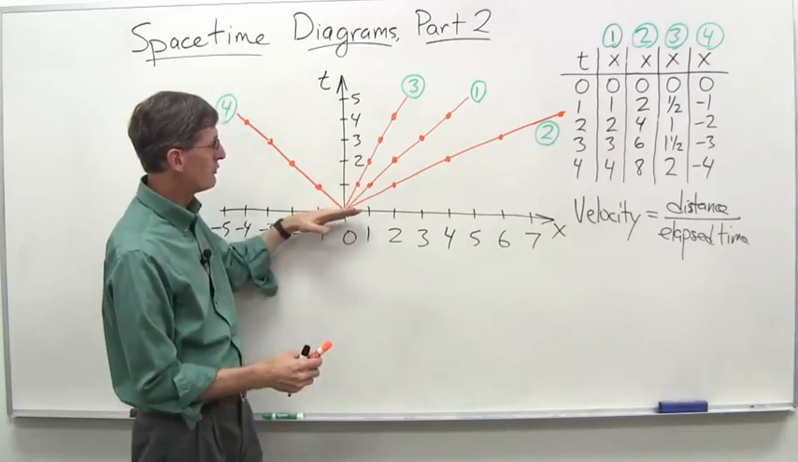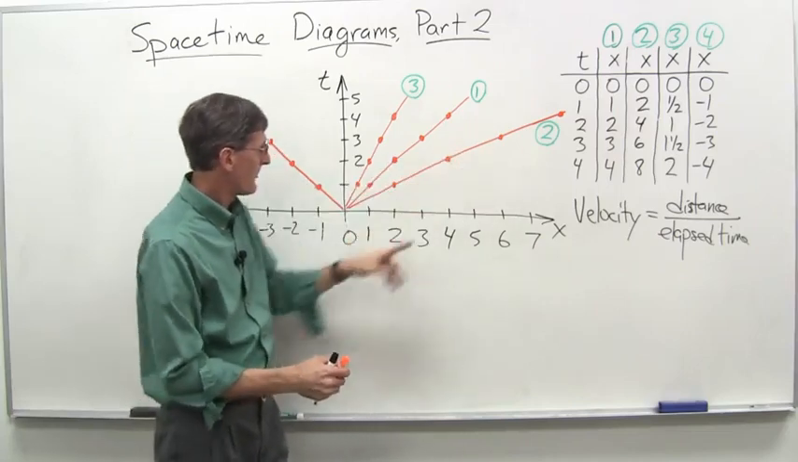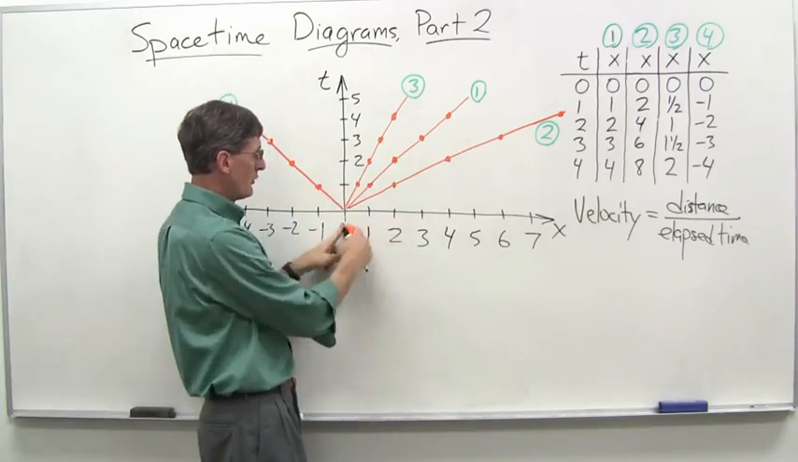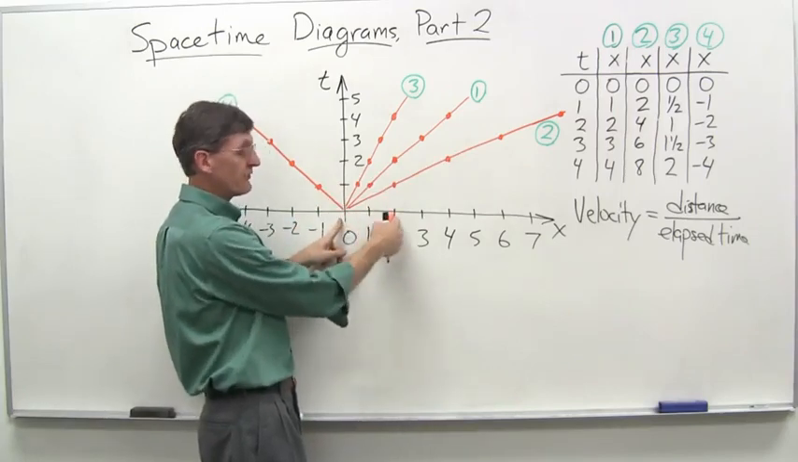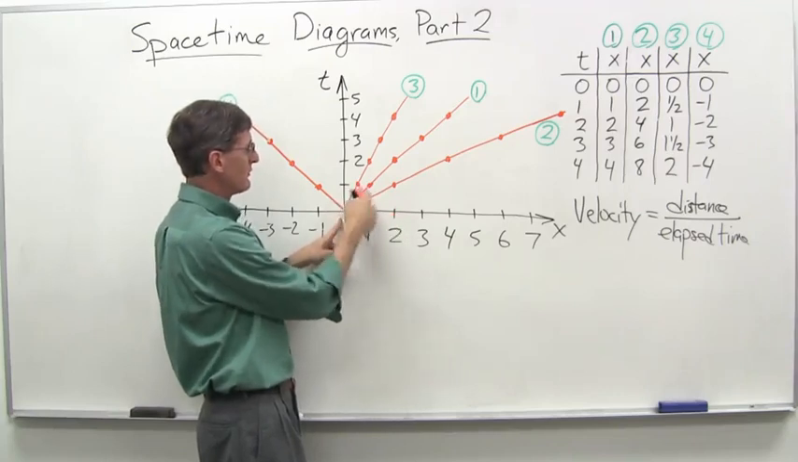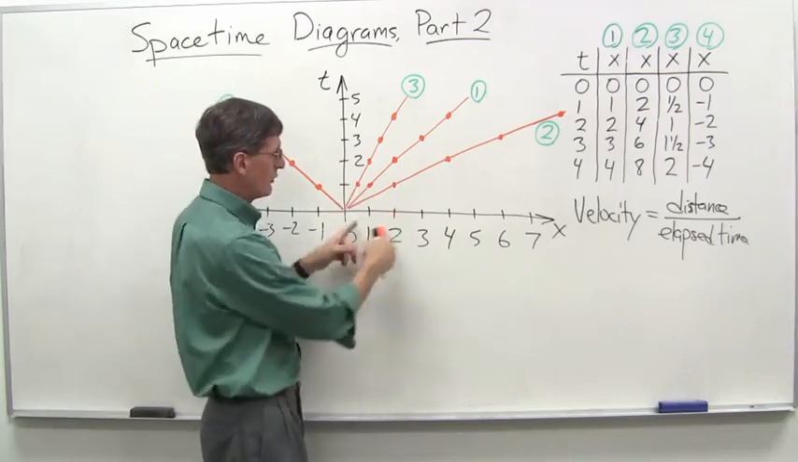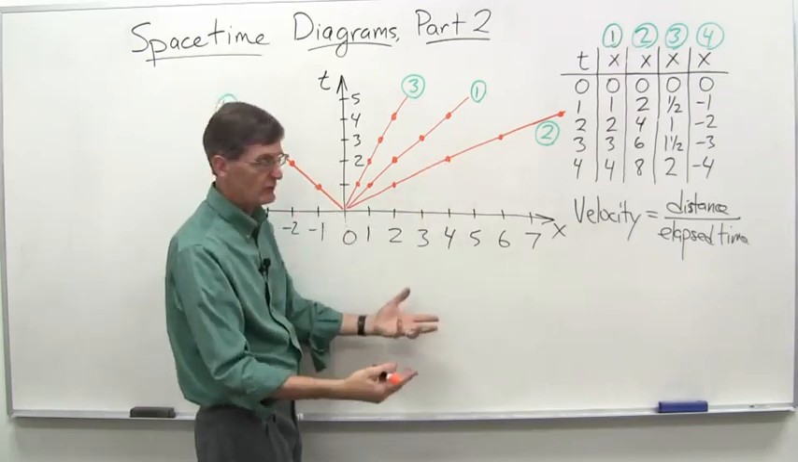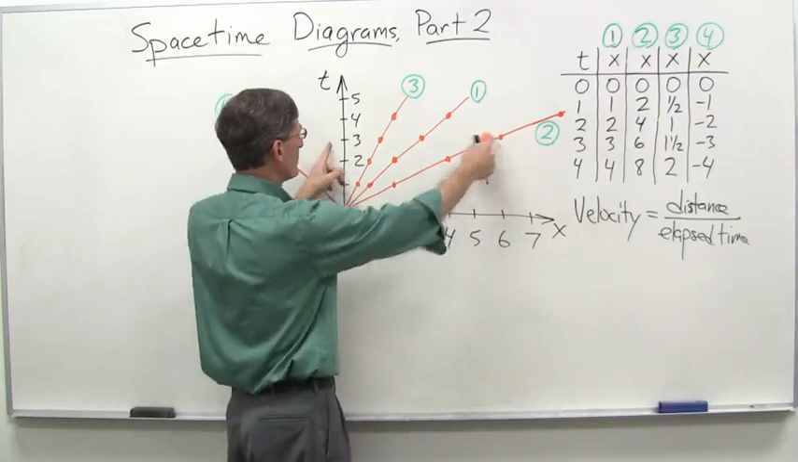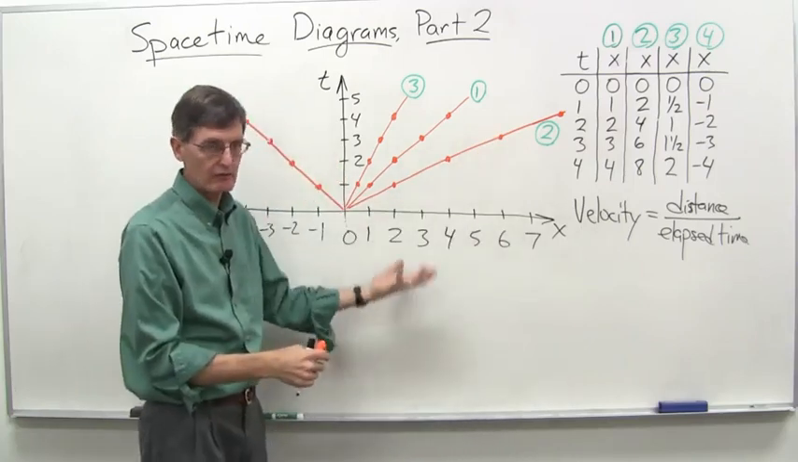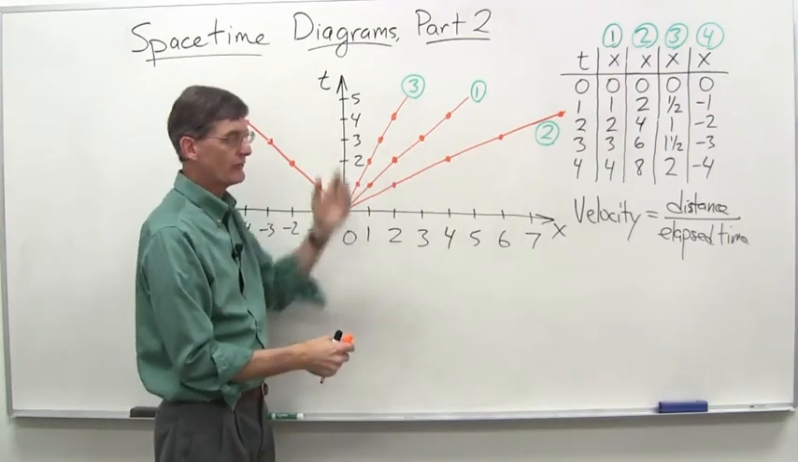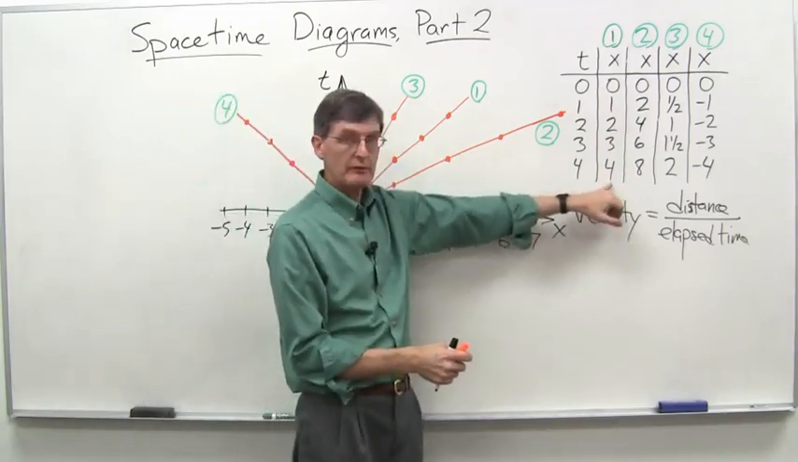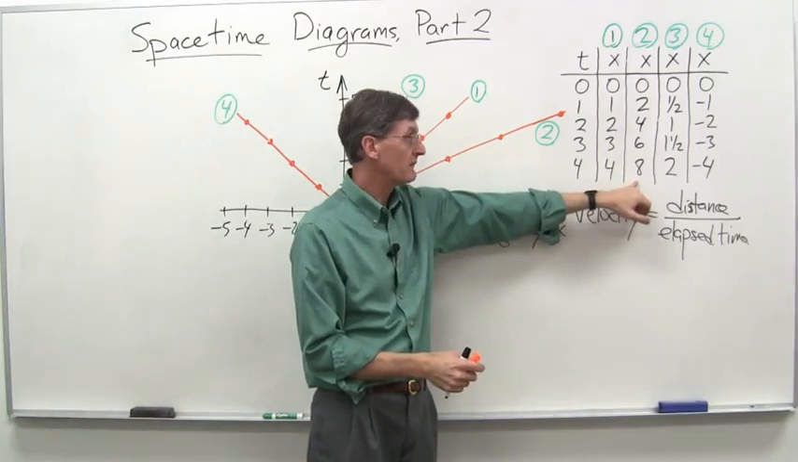Let's look at number 2, though, which is this one here. Note that in 1 second, we're going 2 meters. So the velocity over this distance would be 2 meters in 1 second, 2 meters per second. Or we've got 4 in 2 seconds. 4 divided by 2, 2 meters per second. Or 6 in 3 seconds. 6 divided by 3, again, 2. And so on and so forth. 8 divided by 4 is 2. So velocity in the first case would be 1 meter per second. Velocity in this case is 2 meters per second.